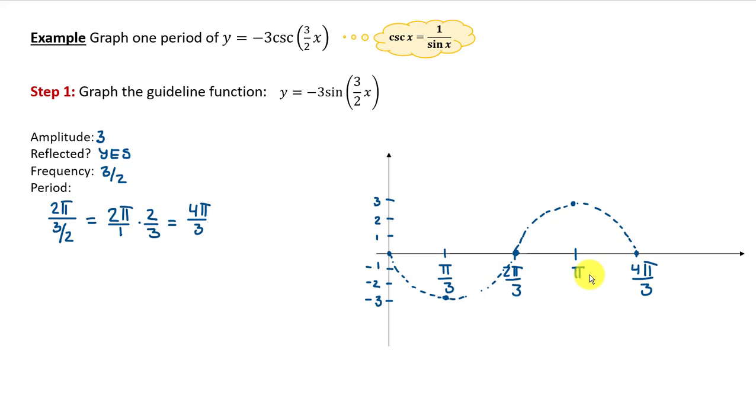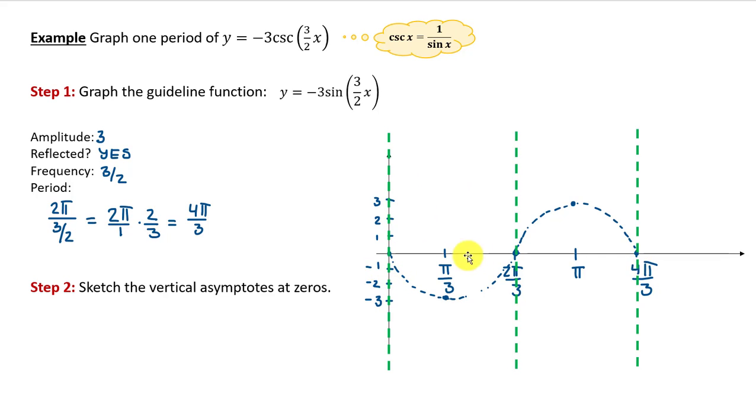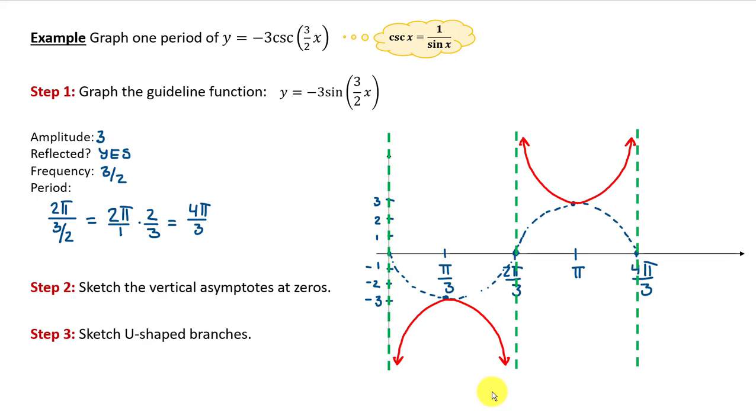Now, once we obtain the graph of the guideline function, next we need to place the asymptotes. Vertical asymptotes will always be at zeros of the guideline function. That's where the cosecant function is undefined. And finally, we're going to sketch U-shaped branches in between the asymptotes such that they're touching the guideline graph at minimum and maximum points. Like that. Keep in mind that branches of the graph are approaching asymptotes but never touch or cross them.